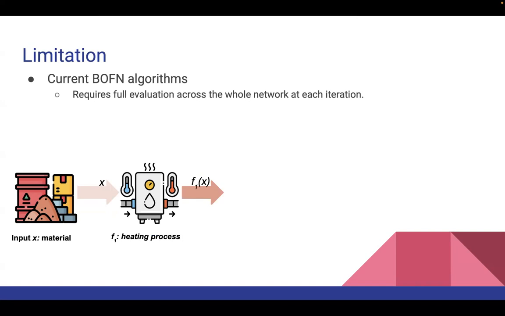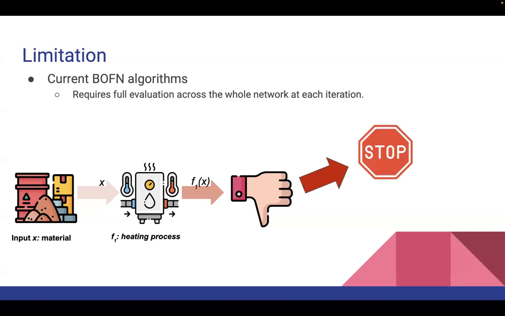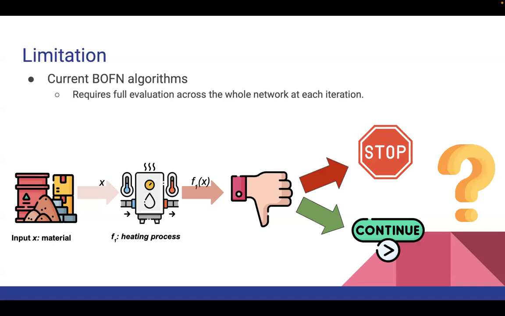Imagine the scenario where we have worked on a value X of the material through the first process, and the result turned out to be not that good. What should we do if we know that the second process is much more expensive? Should we stop or continue?